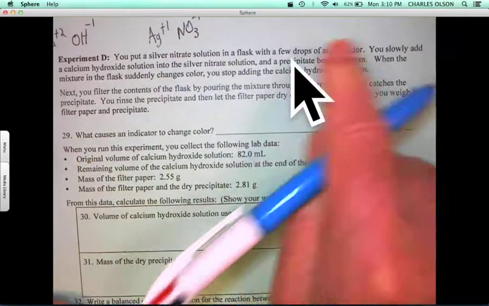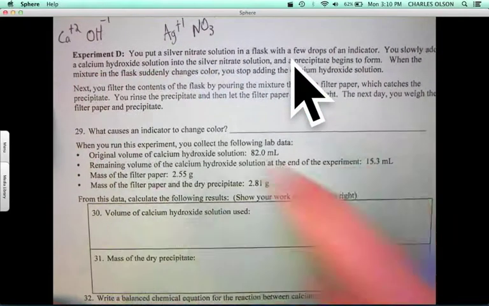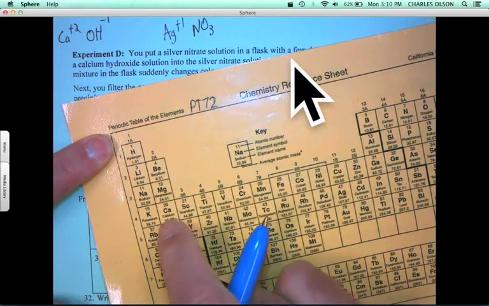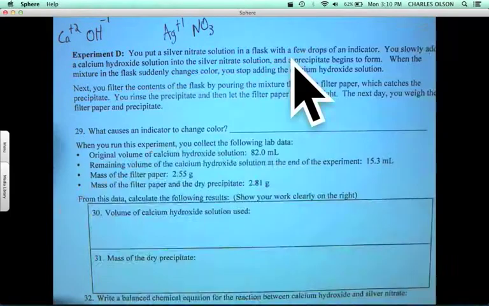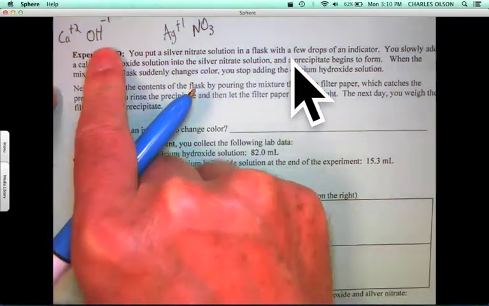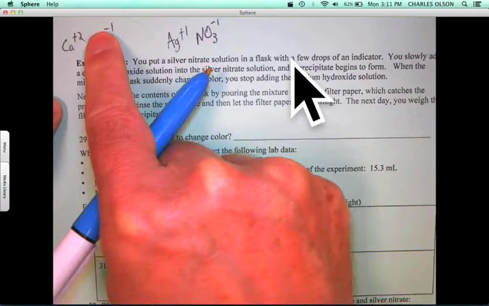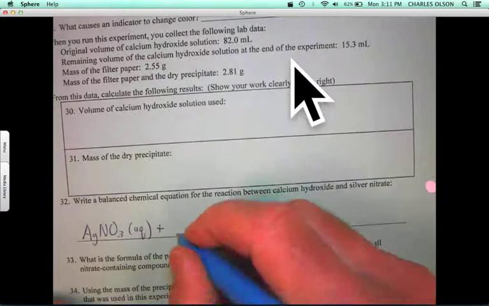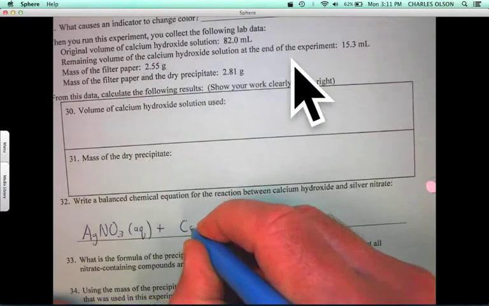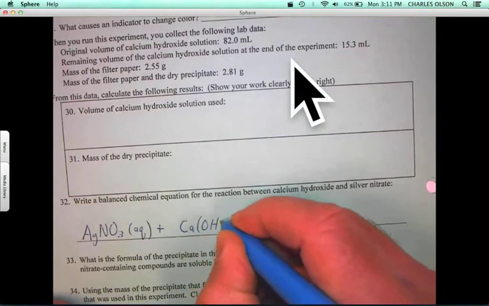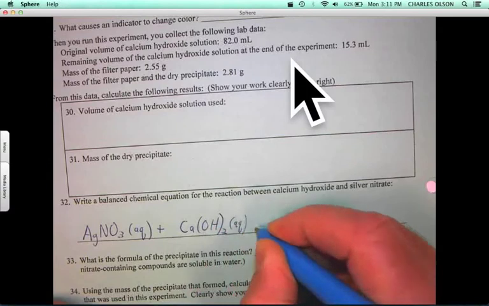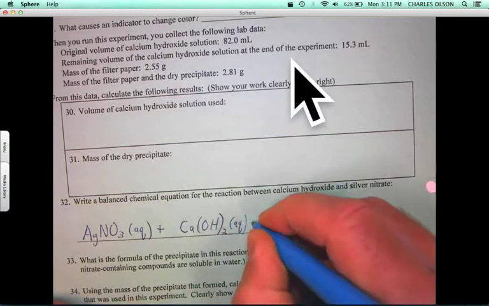You slowly add a calcium hydroxide solution. Calcium is an alkaline earth metal in group 2. It has 2 valence electrons. When it's ionic, it's always a +2 charge. And hydroxide is a -1 charge. So that's an aqueous solution as well. So that means, leaving space for a coefficient, Ca and 2 hydroxides. So we put that in parentheses, and we have our 2 reactants. There we go.